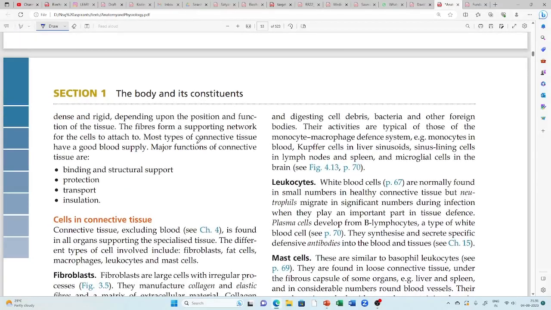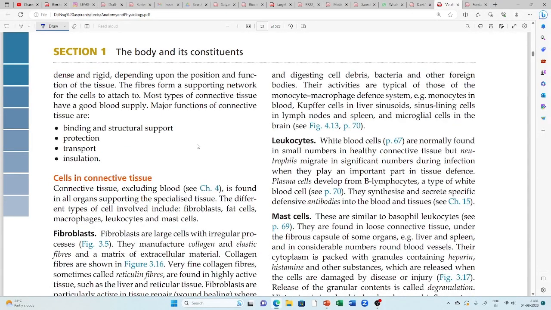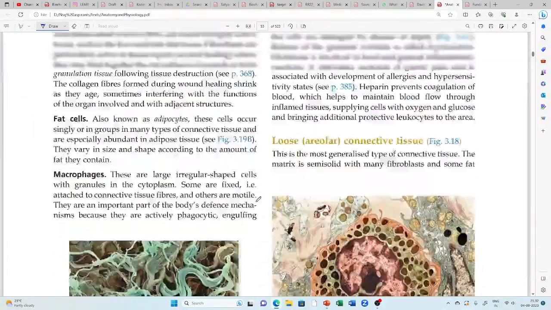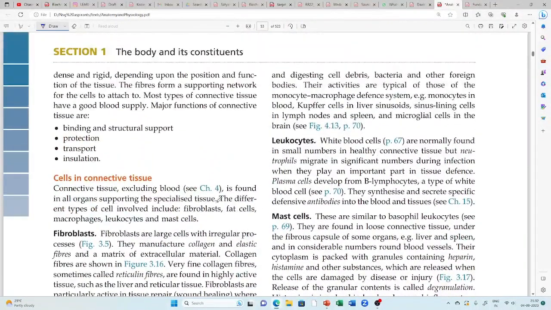Here you can see, depending upon the position and functions of the tissue, connective tissues are of different types, based on function, position and location. We will study the different types of connective tissue later. Before that, we should know the major functions of connective tissue.